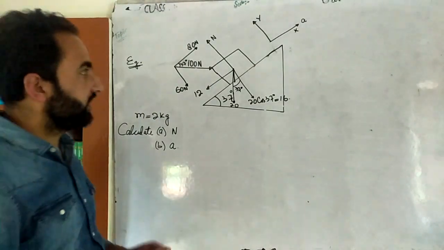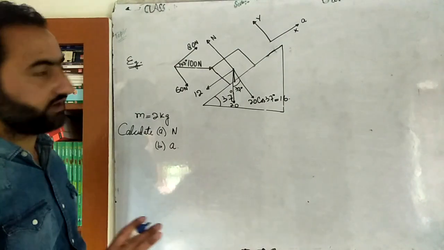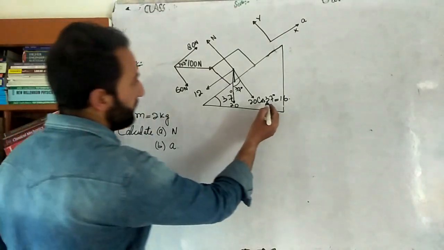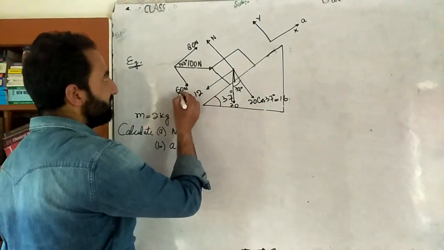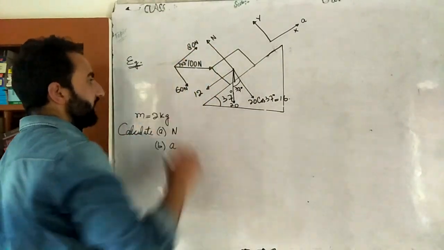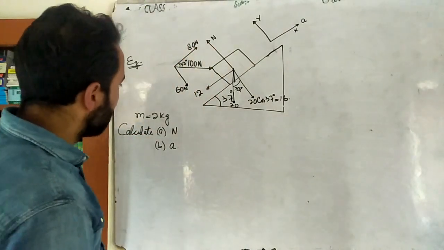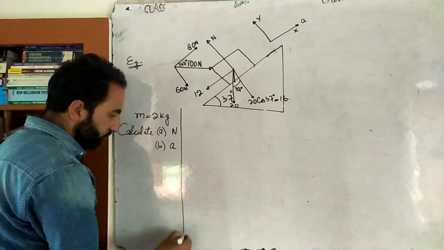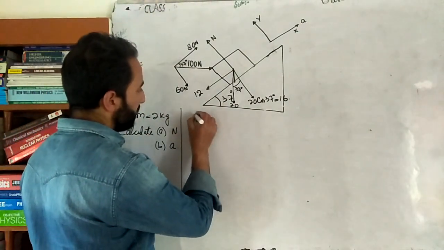Now how many forces are acting on the block? Now there are 5 different forces acting on the block. One is 16 newton, 12 newton, 60 newton, 80 newton, and the normal reaction. So let's first calculate this normal reaction. In part A, we have to calculate the normal reaction.